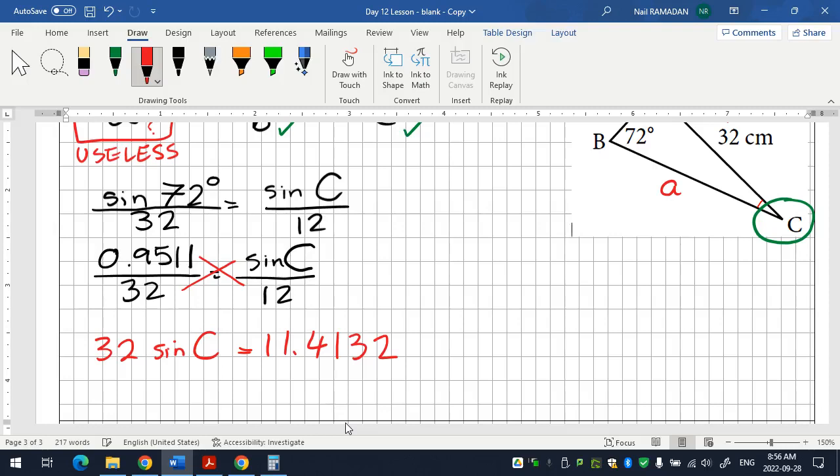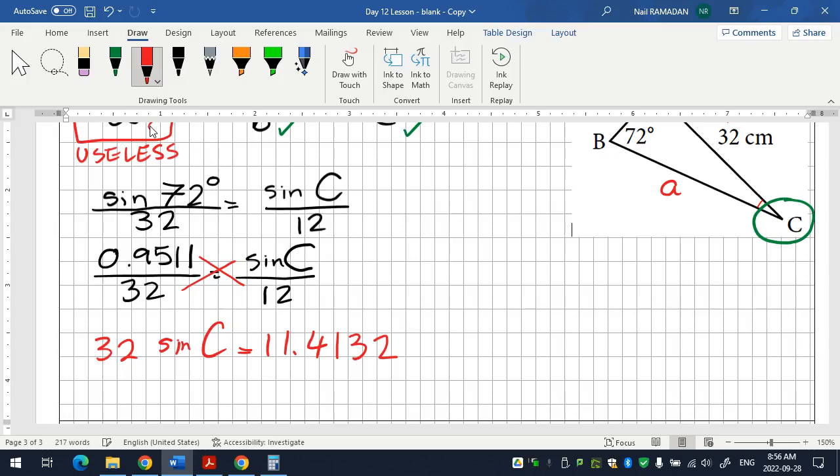Question for you. What if this was not sine C? What if this was an x? What would be your next step? We did it so many times. You divide that number by that number. So does it make a difference if this was sine C? No. You still want to divide this guy by this guy, but you're still solving for what?